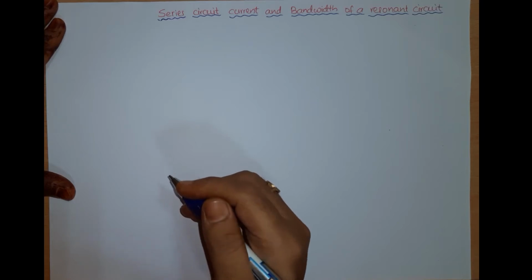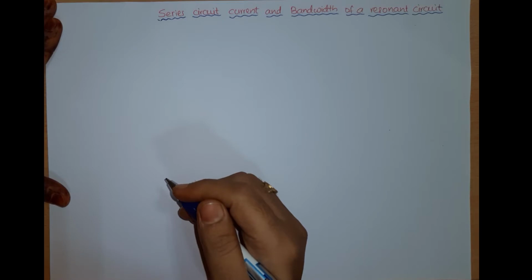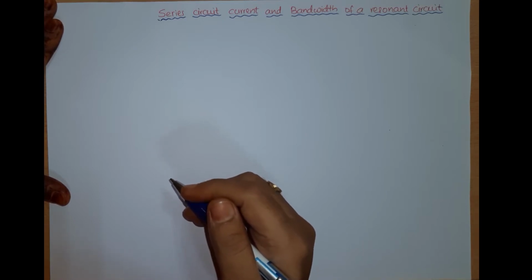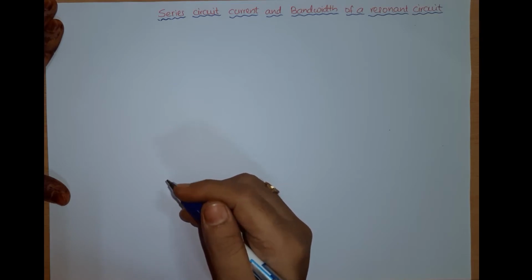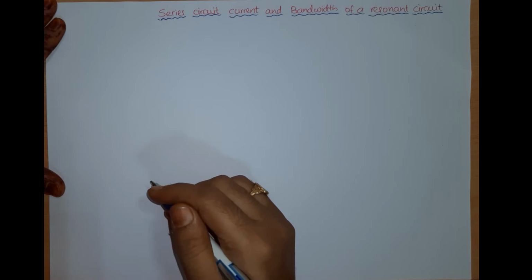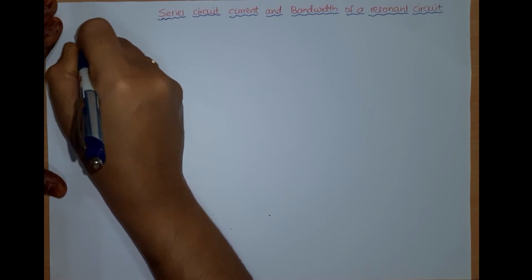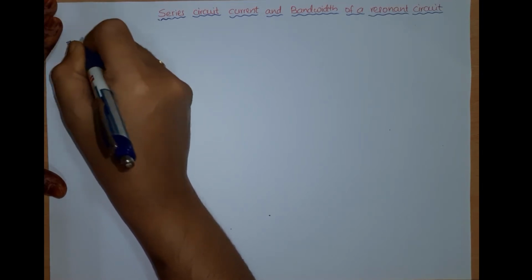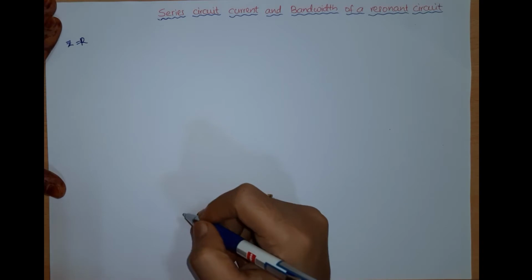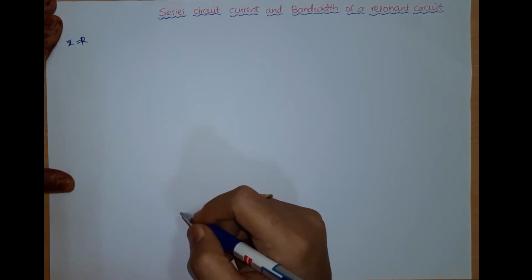Hello everyone. In this lecture, let us see the series circuit current and bandwidth of a resonant circuit. In the last lecture, we have seen that the impedance of a series resonant circuit is minimum at resonance, that is Z is equal to R, right? Also its admittance is high. So impedance is minimum and admittance is high.